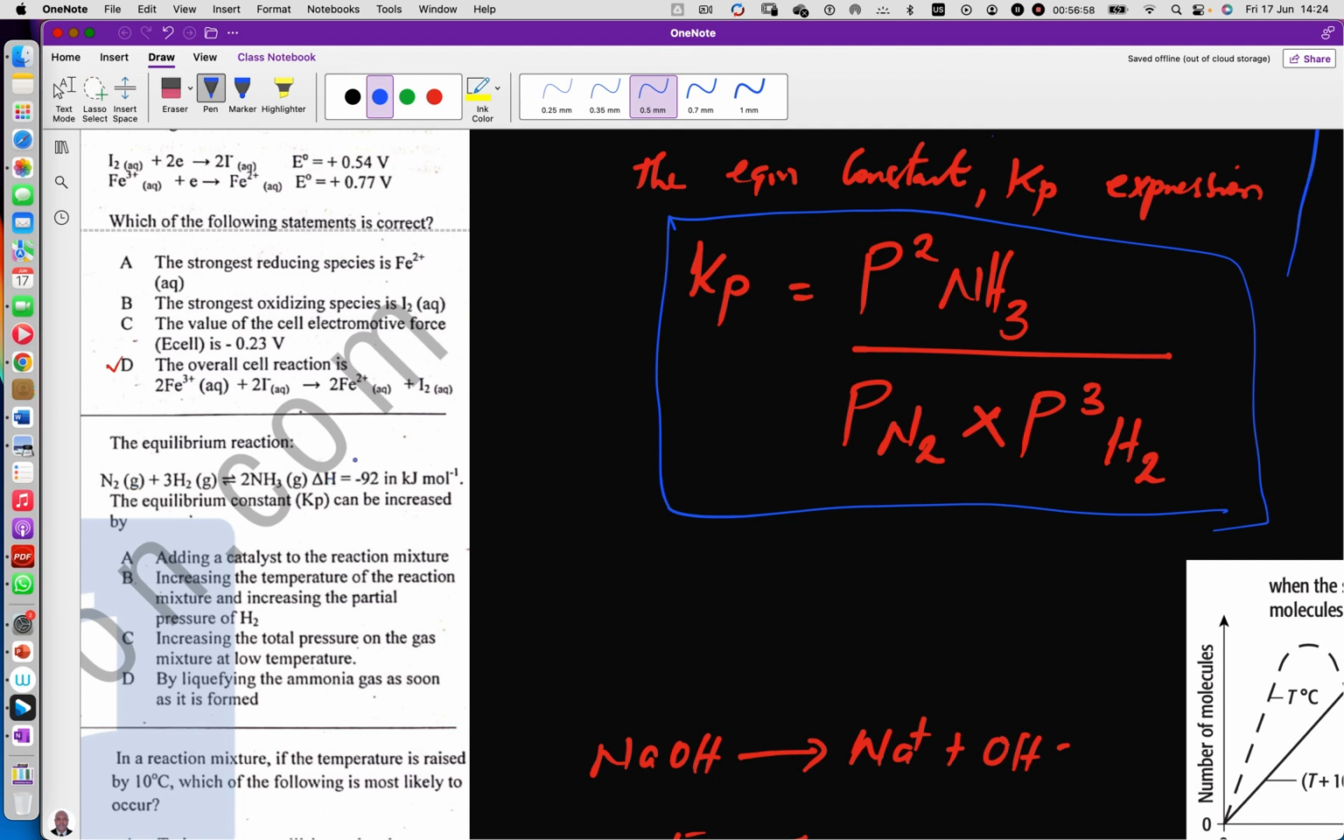And if equilibrium shifts to the right, more ammonia is going to be produced. And based on our equilibrium constant Kp, since Kp is equal to the ammonia divided by the denominator, the higher the number of moles of ammonia, there will be an increase in Kp. So if equilibrium shifts to the right, increasing the concentration of ammonia, Kp is going to rise. And the equilibrium can only shift to the right if we increase the total pressure at a low temperature. So our answer for this is C.